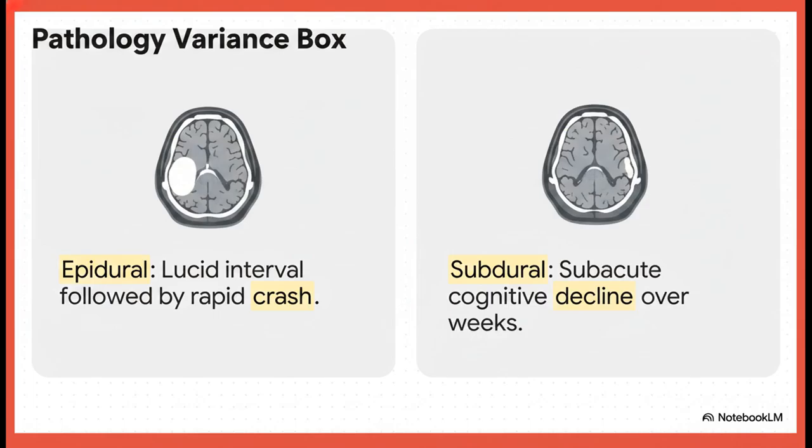Clinically speaking, the presentations are night and day. Your classic epidural patient gets hit in the head, loses consciousness, wakes up completely fine in this highly deceptive, lucid interval, and then they rapidly herniate and crash as that arterial blood aggressively expands. Conversely, an elderly patient with a subdural venous bleed might just show a subacute cognitive decline and confusion stretching over weeks, all from a relatively minor bump to the head.